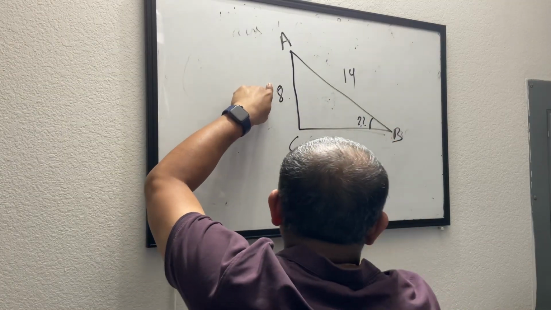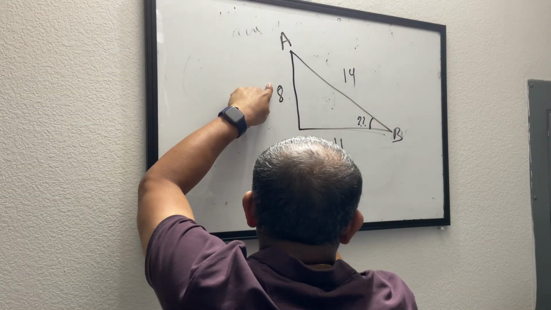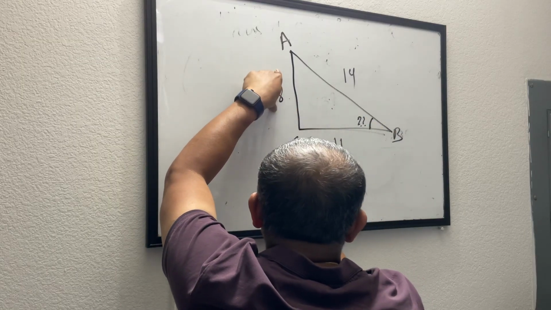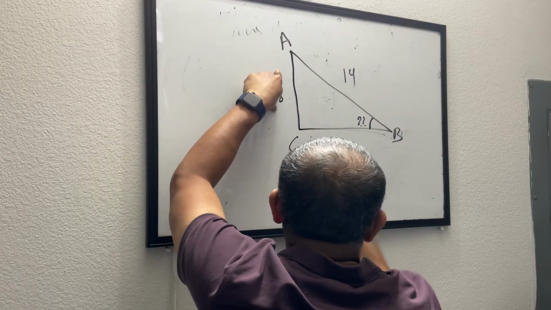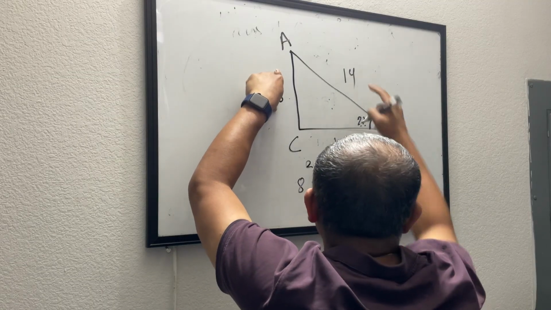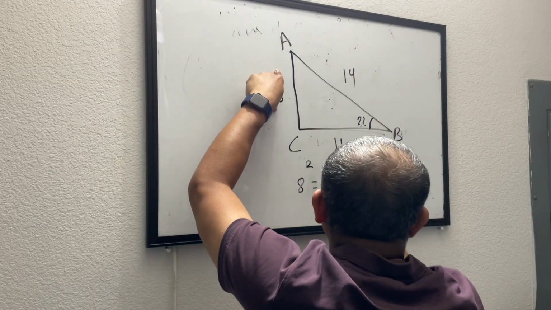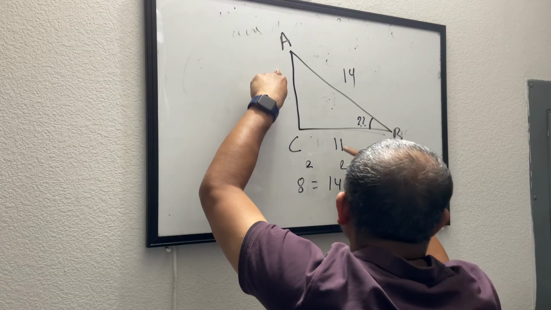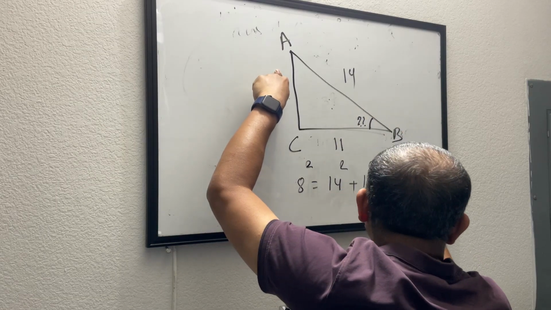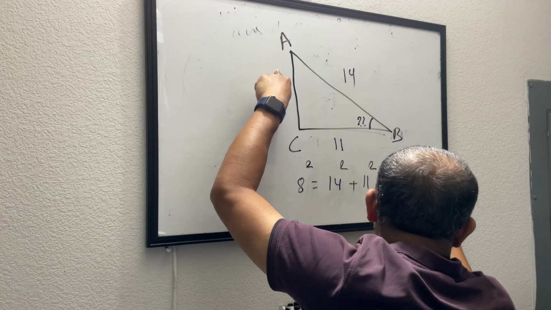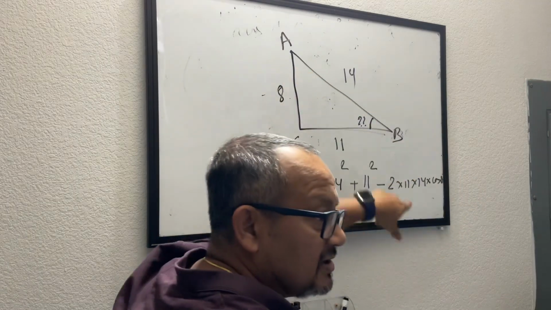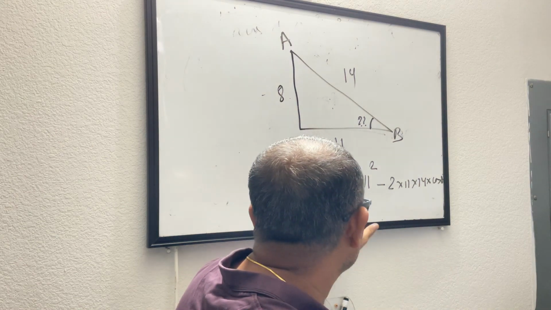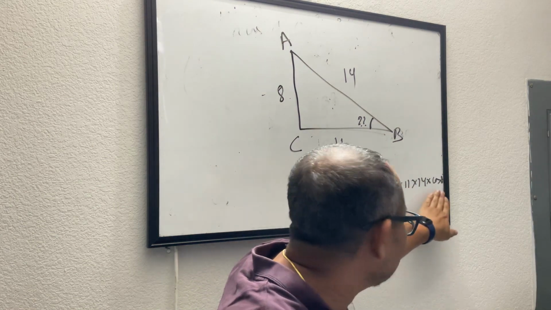If this is theta, the side opposite of theta, 8 squared, will be equal to the square of this plus the square of this minus 2 times this into this times cos of theta. Isn't this the cos of theta? So you know this, these are constants. You can derive cos of theta.